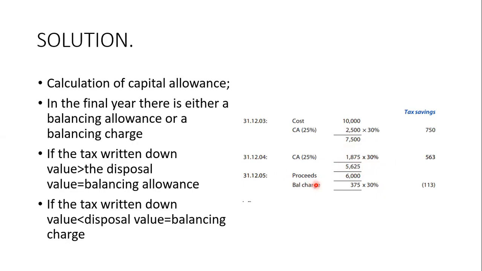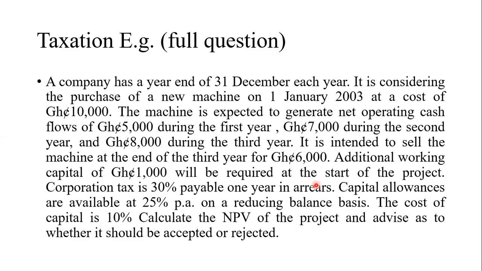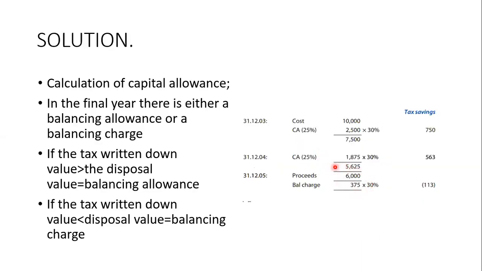Now, remember in the question, we're told that at the end of the third year, the equipment would be sold for 6,000 Ghana cedis. Now, in the third year, or at the end of the project, there are two things you do. What you do is that you check the balance that is coming into the final year. Compare it to the proceeds. This is what we refer to as the tax written down value.